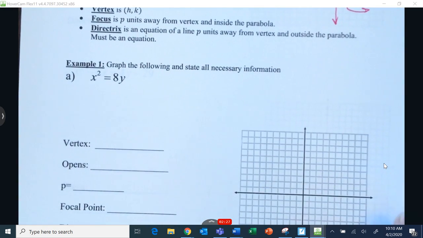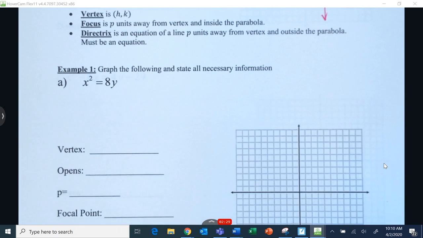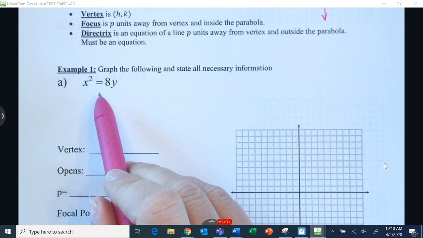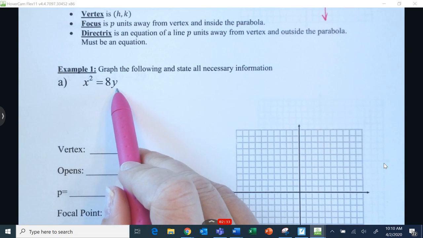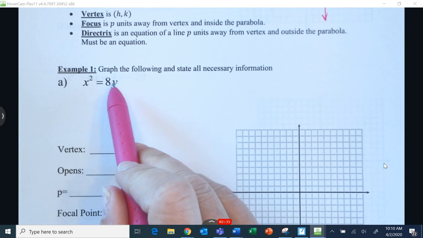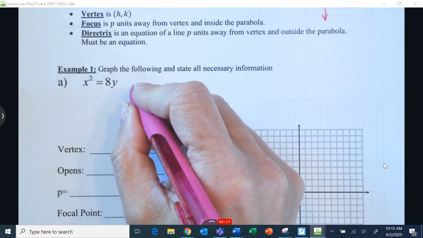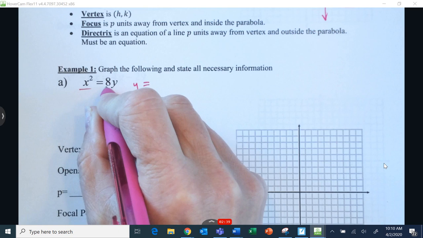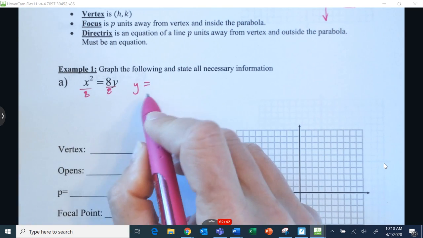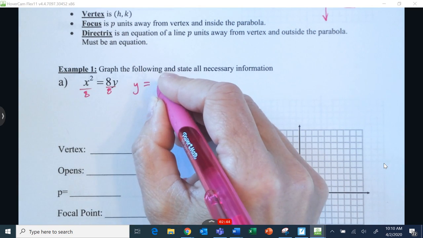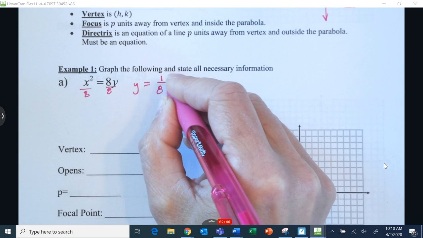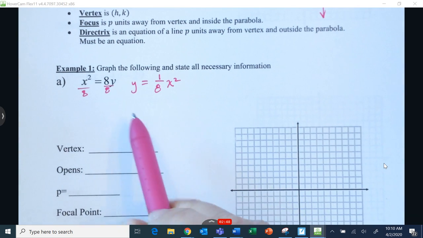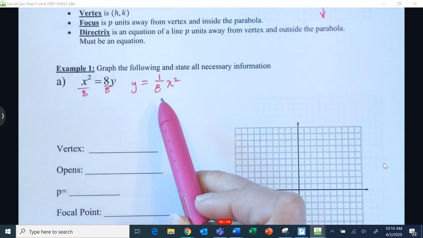So our first example, x squared equals 8y. This is not in vertex form. To be in vertex form, the variable that is to the first power, we need to solve for that variable. So I'm going to have y equals, and I'm going to divide both sides by 8, but instead of writing it divided by 8, I'm going to change it so it's 1/8 x squared. Instead of dividing by 8, multiply by the reciprocal.